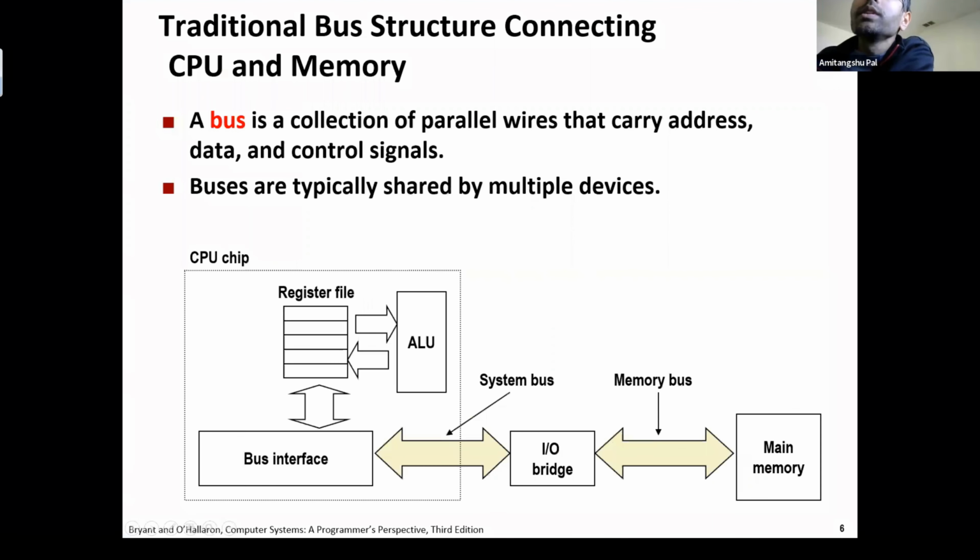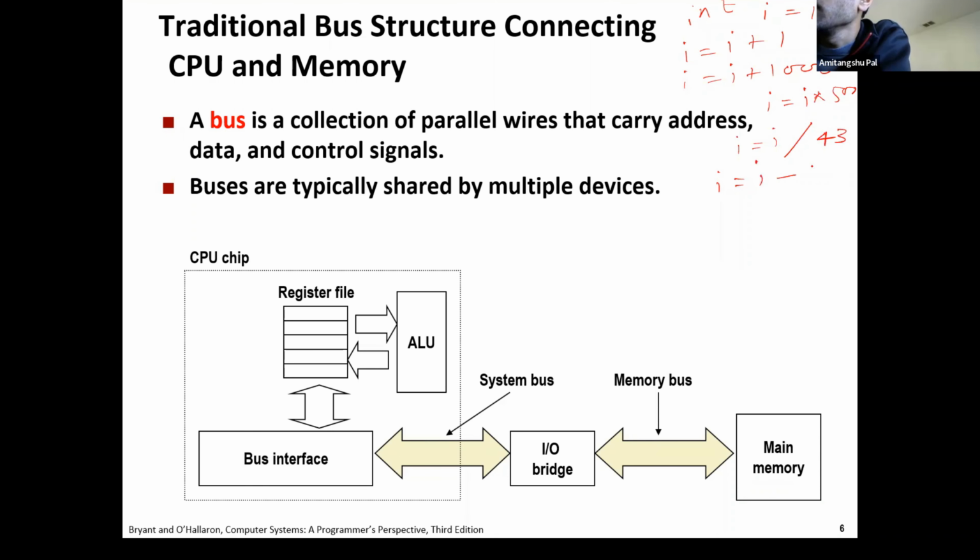In the previous program, what I have written is int I equal to 100, then I is incremented by 1, then I is incremented by 1000, then I is multiplied by 500, then I is divided by some other numbers, then I is subtracted by some other number, things like that.